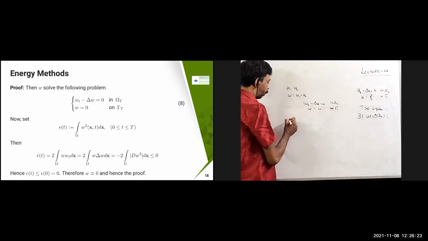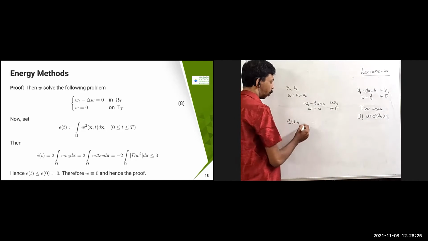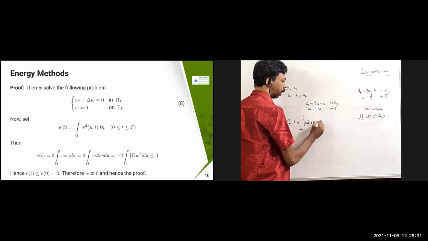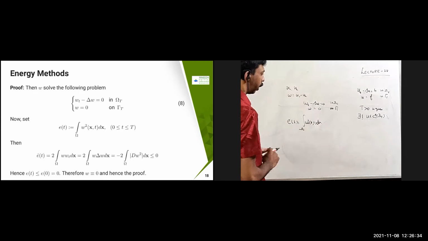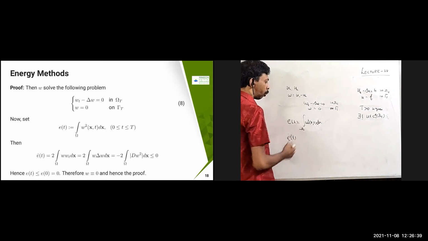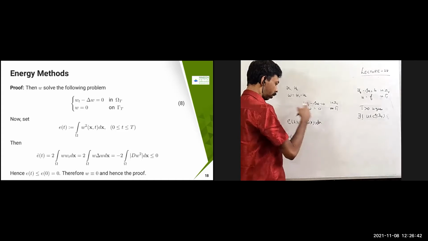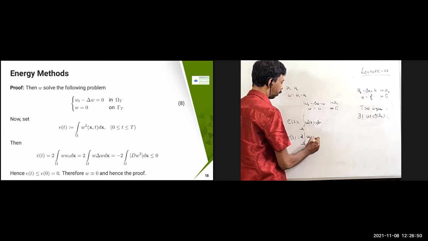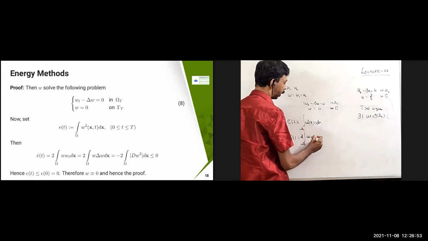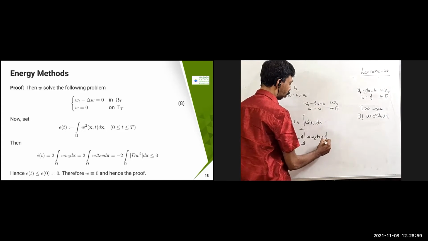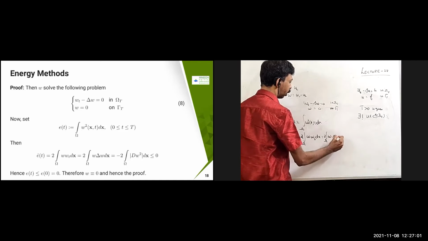Now we define an energy function E(t) as follows: the integral over Ω of w squared (x,t) dx. Then we differentiate E with respect to t, bringing d/dt inside the integral. So E'(t) is 2 times the integral over Ω of w times w_t dx. But what is w_t? w_t is nothing but Δw. So this can be written as 2 times the integral over Ω of w Δw dx.